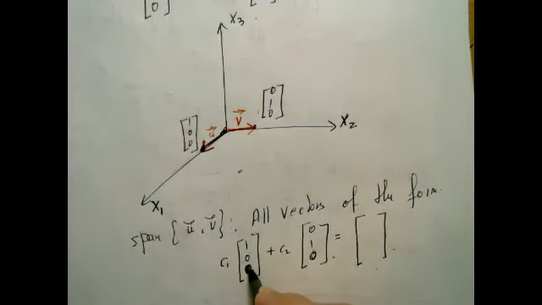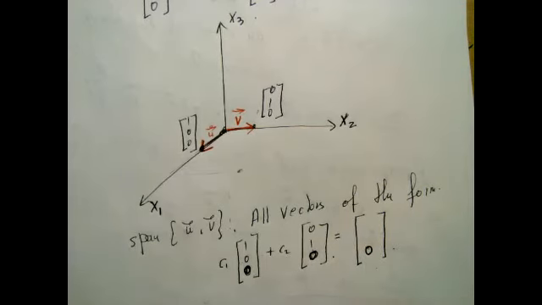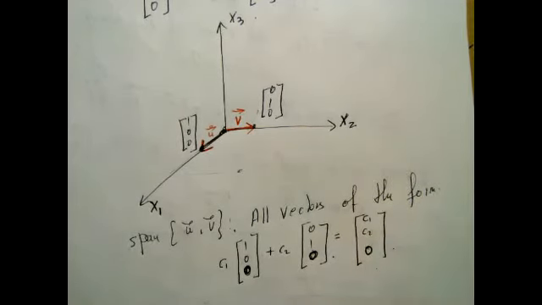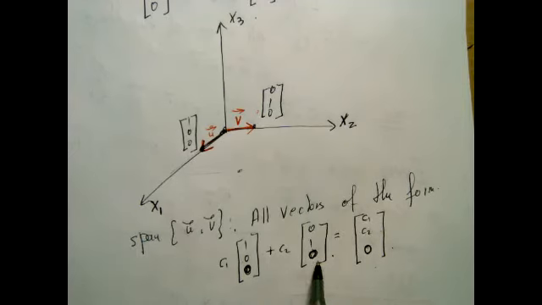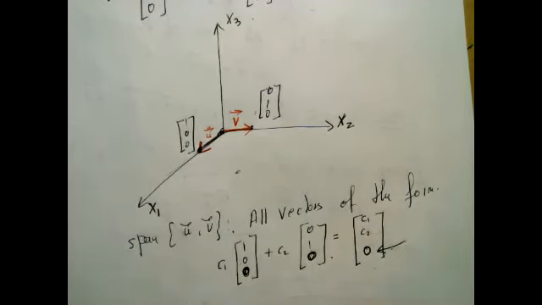This component is 0. This component is 0. It means this will have to be the 0 component, and this one is basically C1, C2. So every vector that is a linear combination of those two has its third component equal to 0. So the span is all vectors of the form C1, C2, whatever numbers those are, and the third component is 0.